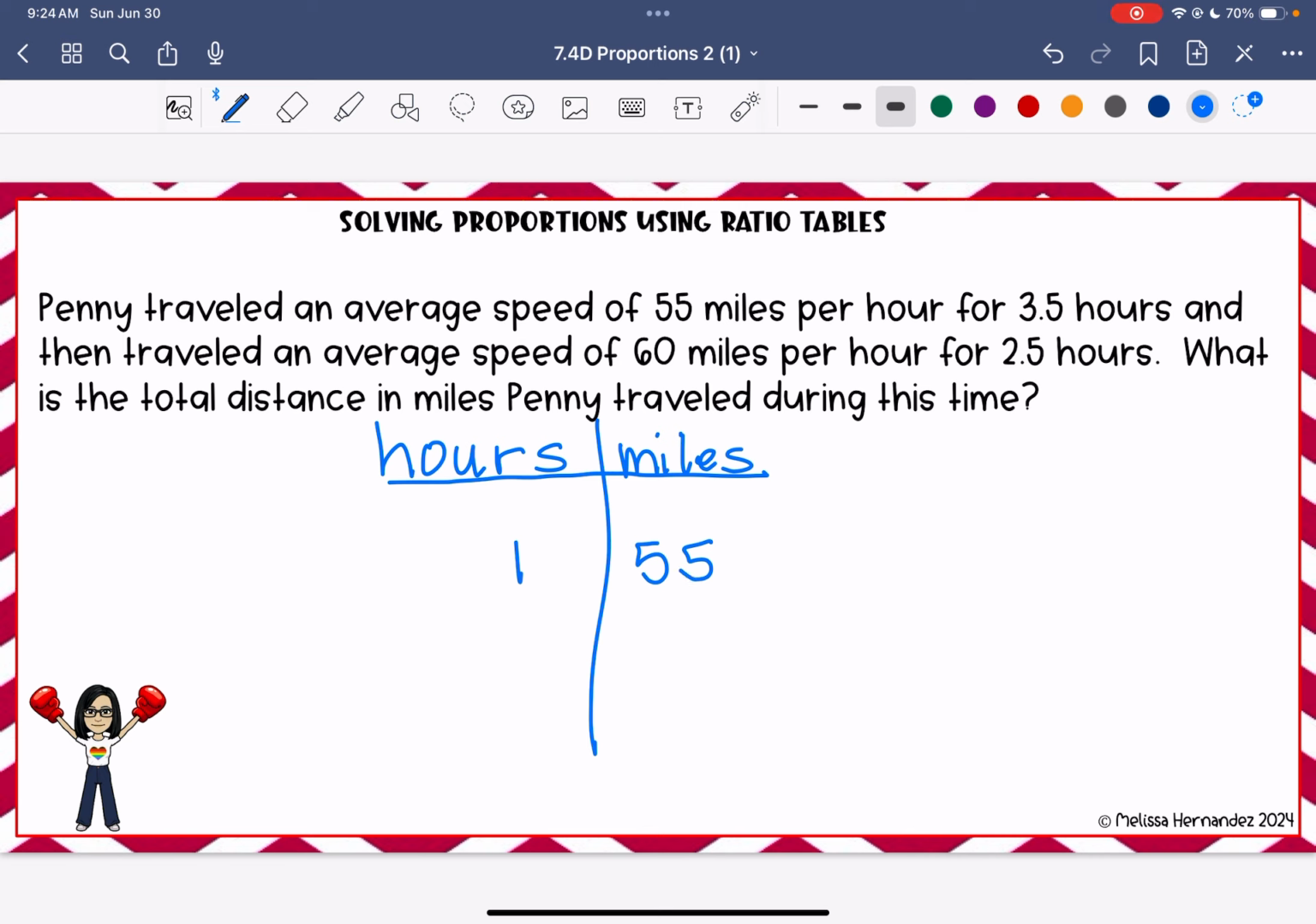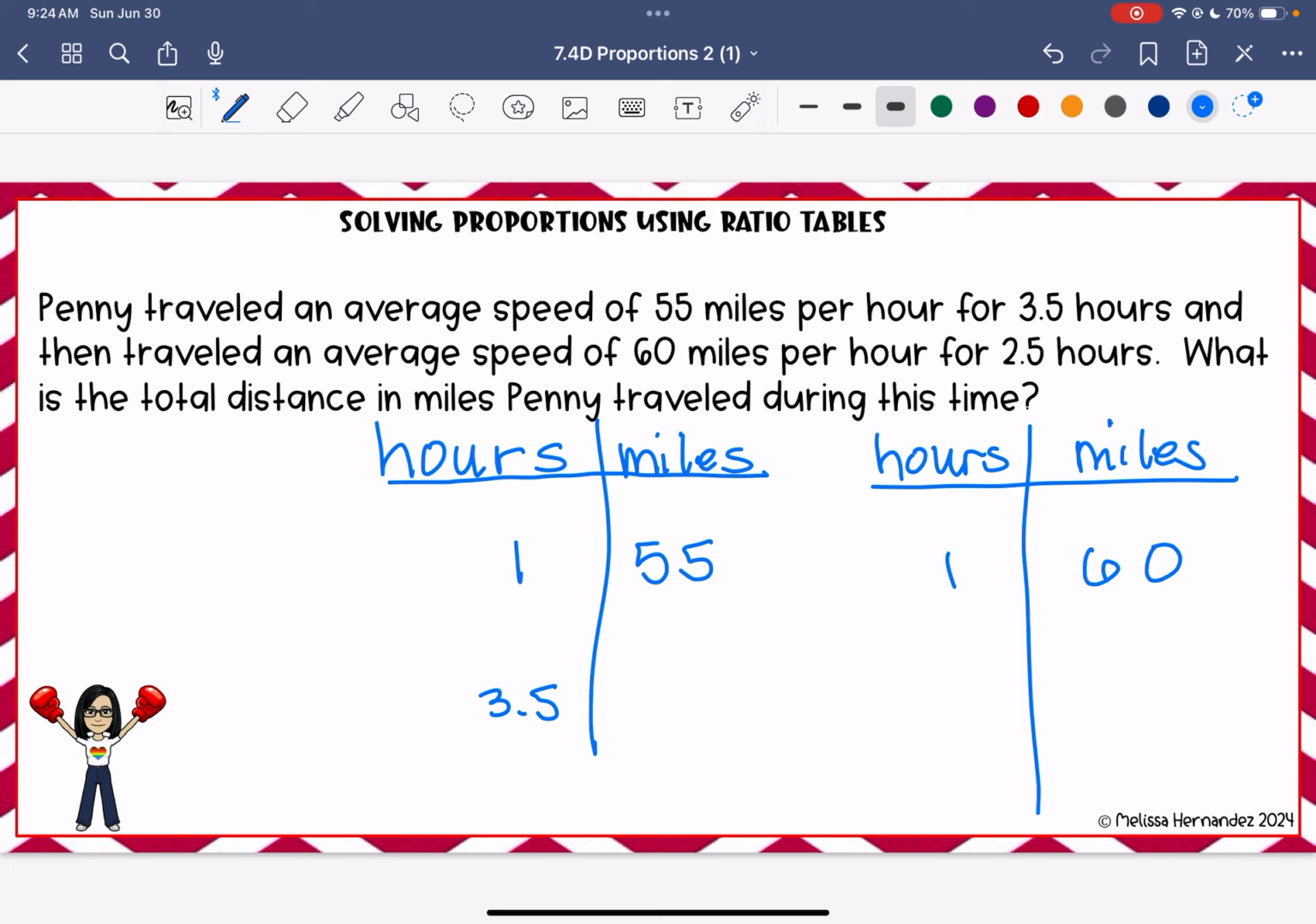And then I want to know how far did Penny travel in the 3.5, because at the end, I'm going to have to add it all up. So the 3.5 will be on the left side because that represents my hours. I'm going to repeat the entire process for the other ratio. So hours to miles again. And in this case, it's 1 hour to 60 miles. And for this, I want 2.5 hours.